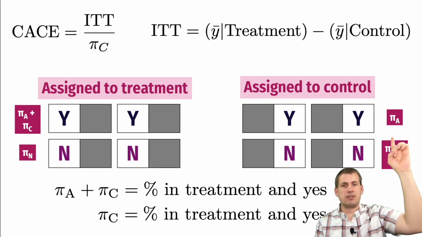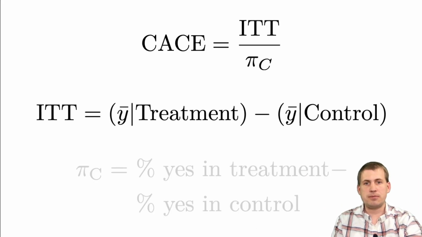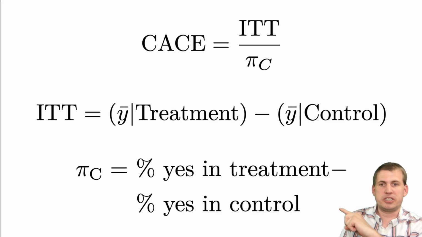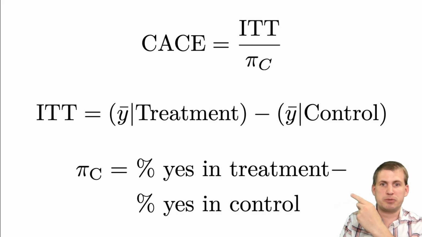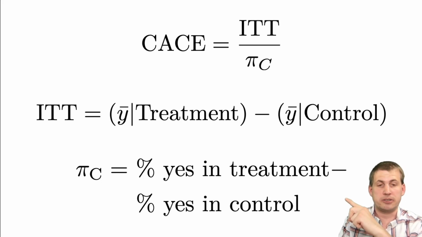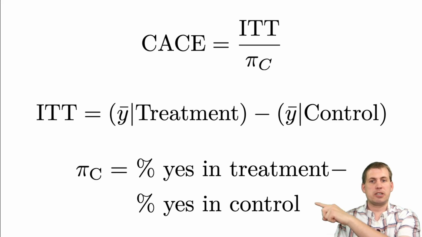We can figure that out in our data, which means this proportion of compliers we can figure out from our data. It's the proportion of people who did the treatment, who are in the treatment group, minus the proportion of people who did the treatment, who are in the control group.